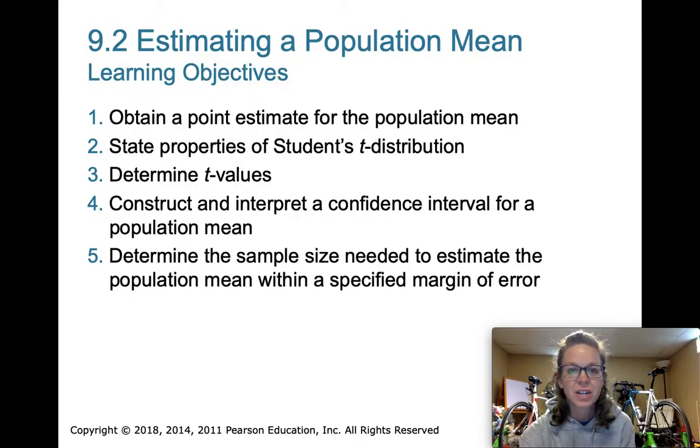We are looking at section 9.2 and 9.3, where we're going to be talking about estimating a population mean. So we have several objectives here. We are going to learn how to obtain a point estimate for the population mean. We're going to learn about something new called a t-distribution. And then we're going to learn how to construct and interpret confidence intervals for a mean and find a sample size with a given margin of error.